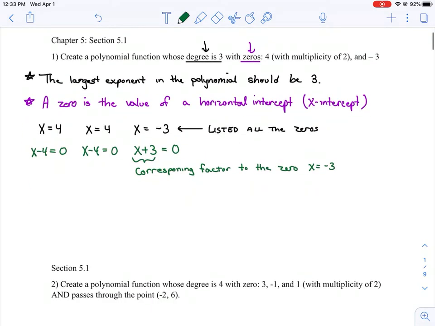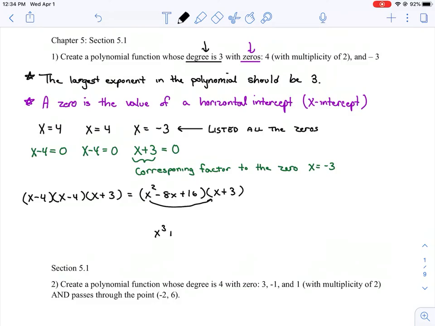To create the polynomial, I'm going to multiply all 3 of those factors together. So that is equal to x squared minus 8x plus 16 times x plus 3. And we're going to multiply those two polynomials together.